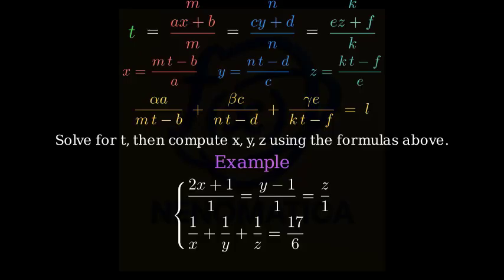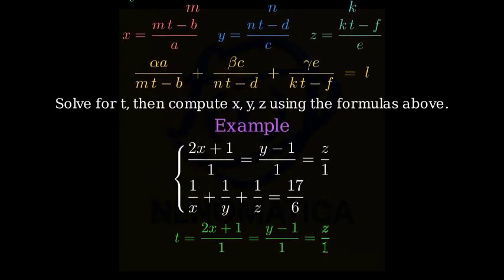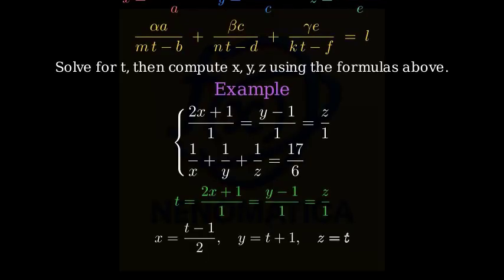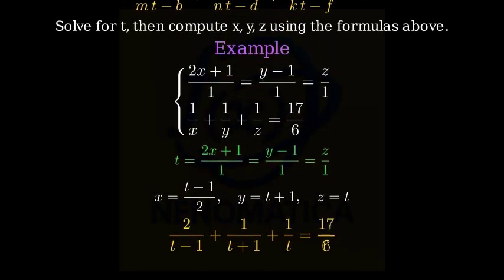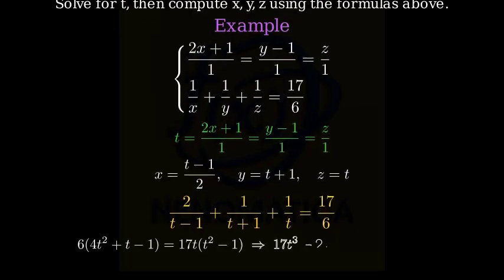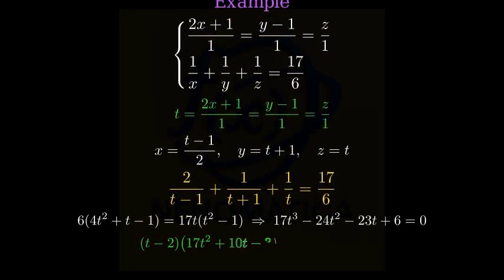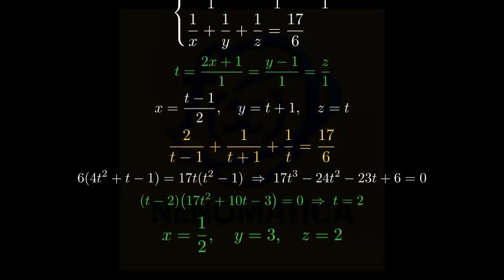Choose a equals 2. Set the common value to t again. Then x equals t minus 1 all over 2, y equals t plus 1, and z equals t. Substitute into the second equation to get 2 over t minus 1 plus 1 over t plus 1 plus 1 over t equals 17 over 6. Multiply through and solve. A convenient root is t equals 2. Therefore, x equals 1/2, y equals 3, and z equals 2.